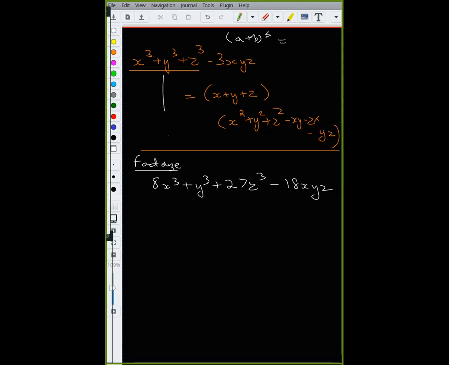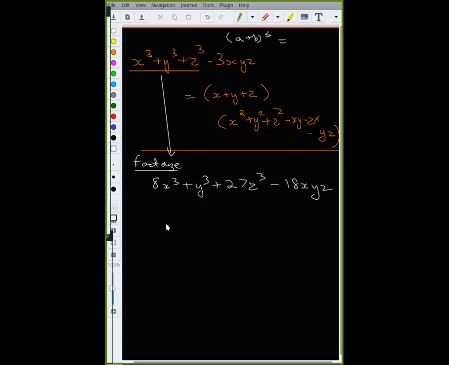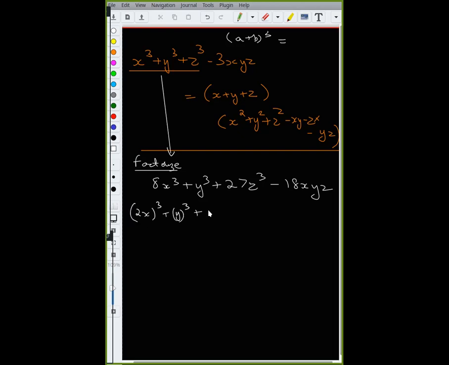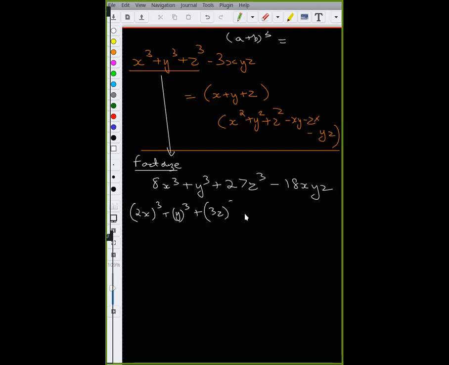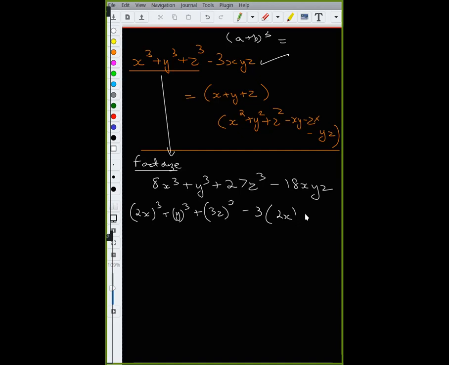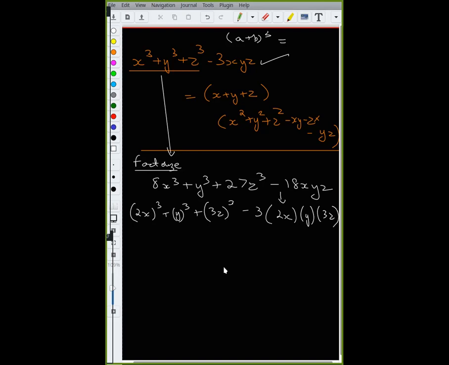So check for this. What we can do over here, I can write this as (2x) the whole thing cube plus (y) the whole thing cube plus (3z) the whole thing cube, right? Minus 3 into 2x into y into 3z. I can rewrite this this way, right? So this identity ultimately works out to be this one.